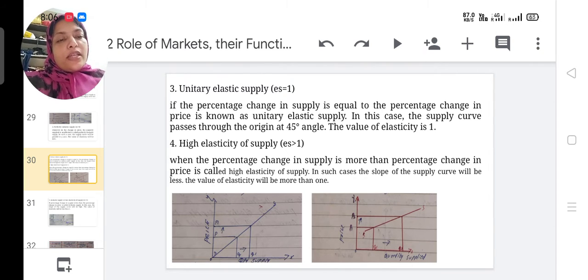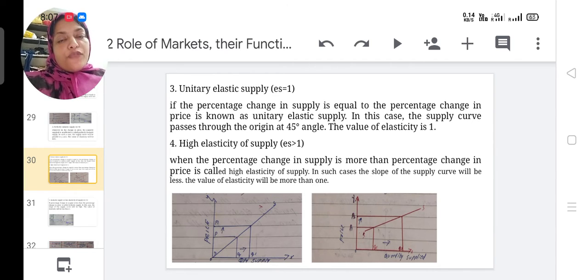Look into this diagram, the first diagram. It passes through the origin point. Then high elastic supply. The fourth one is high elastic supply. When the percentage change in supply is more than the percentage change in price, it is called high elasticity of supply. In such a case, the slope of the supply curve will be less. The value of elasticity will be more than 1.